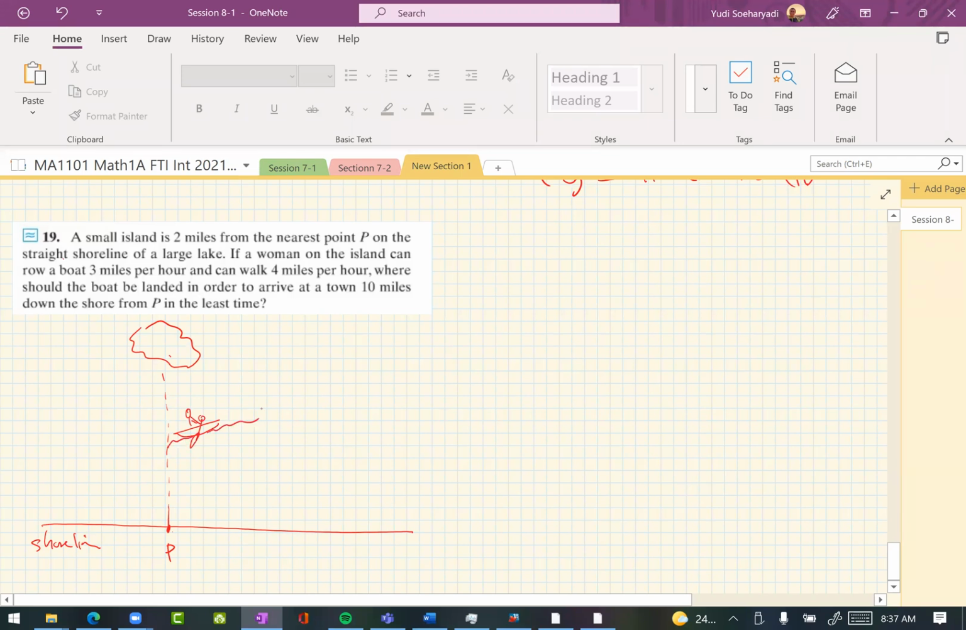One. And then the boat is 3 miles an hour, and can walk 4 miles an hour from here on land. All right, so there's a town here. And this is 3 miles.